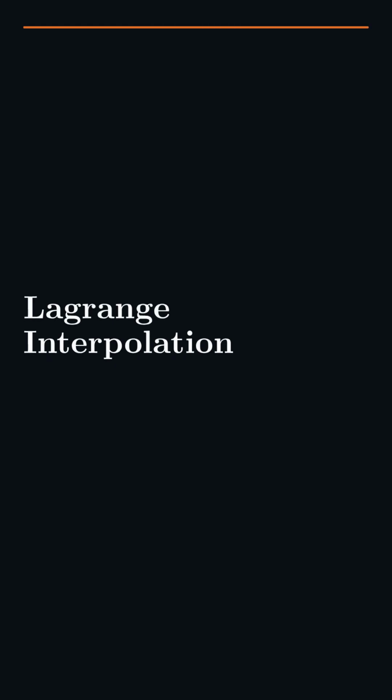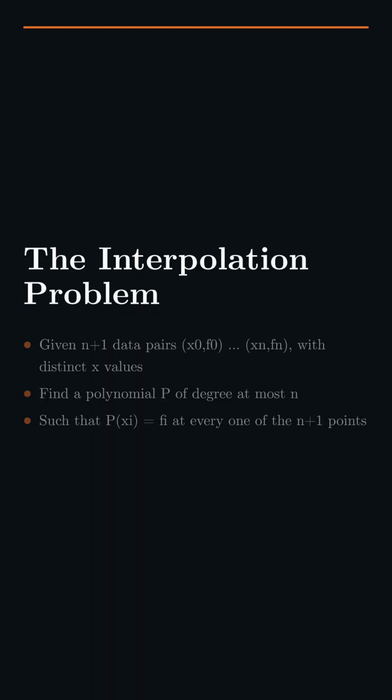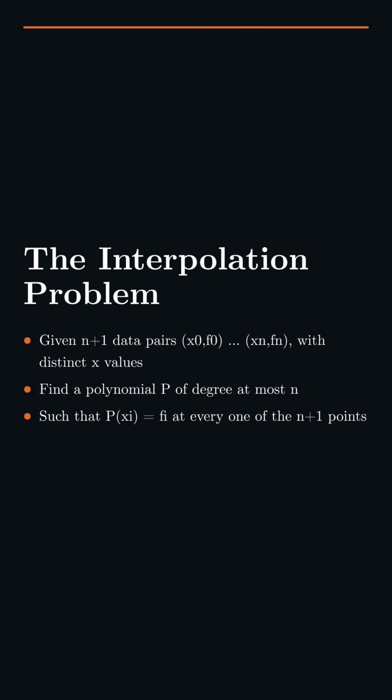Lagrange interpolation. Finding the one polynomial that passes exactly through a set of data points. Here's the problem we are solving. We are given n plus 1 data pairs with distinct x values. We want a polynomial p of degree at most n that passes exactly through every single one of those points. It turns out a polynomial like this always exists, and for a given node set, it's unique.